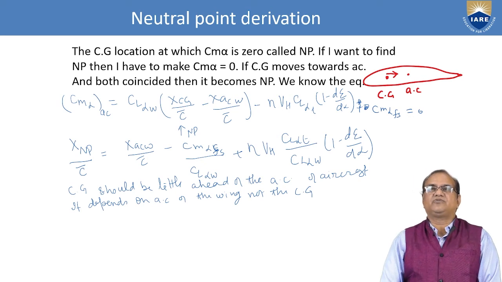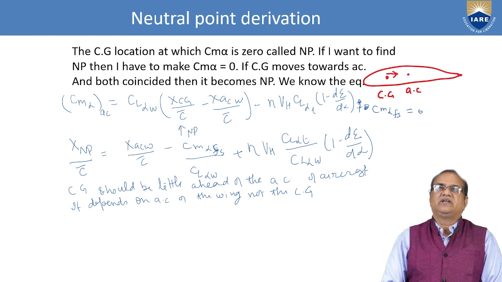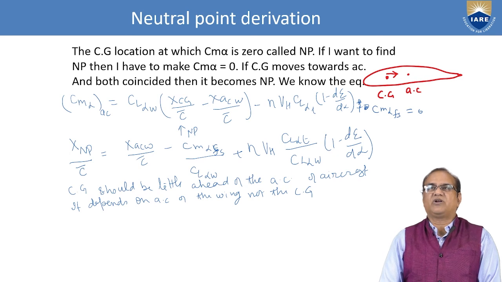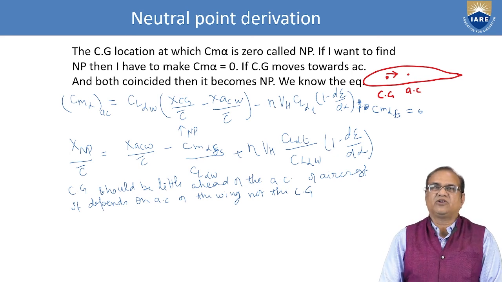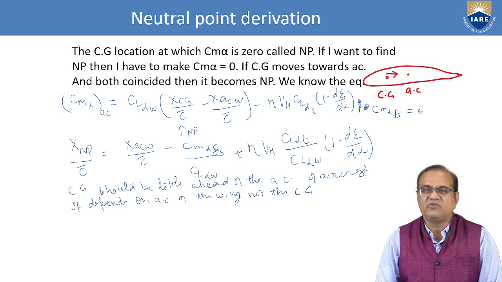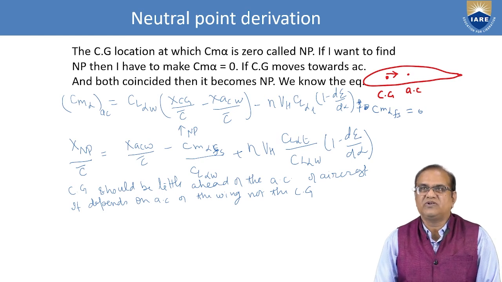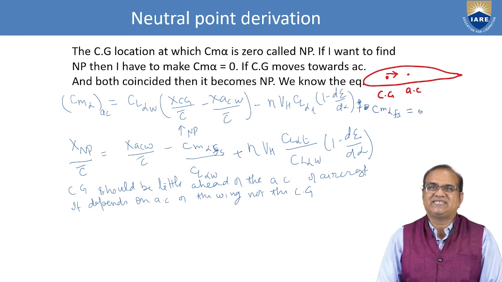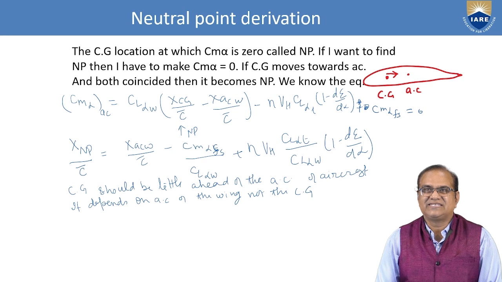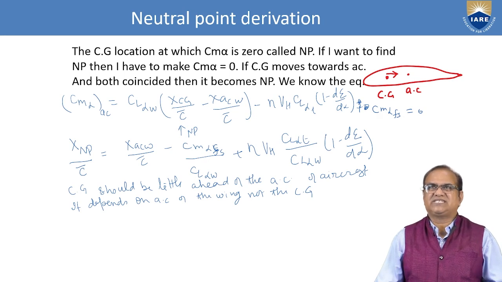Neutral point, I am just going to derive here. The CG location at which Cm alpha is 0 is called the neutral point. If I want to find the neutral point, then I have to make Cm alpha equal to 0, or if the CG moves and both coincide, then it becomes the neutral point. We now know the equation that we have derived: Cm alpha is equal to Cl alpha. This I am going to discuss in my next class.